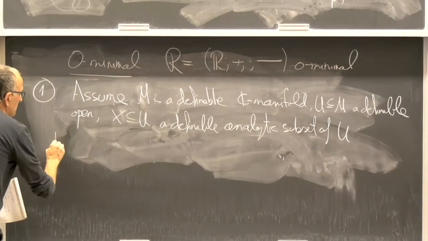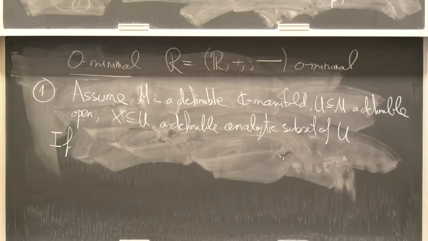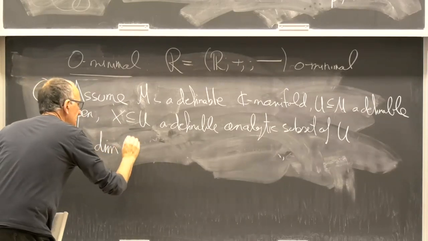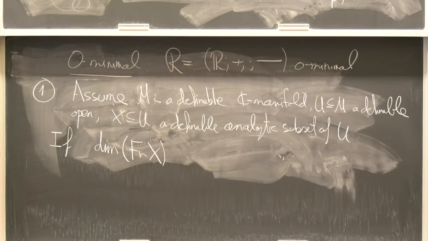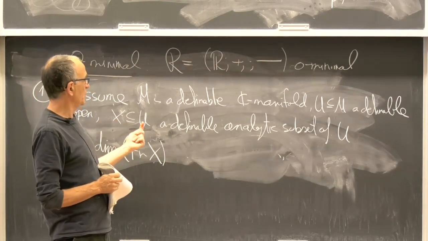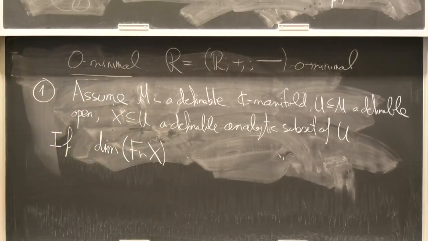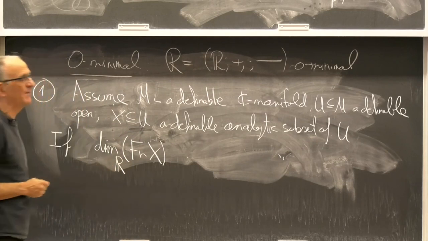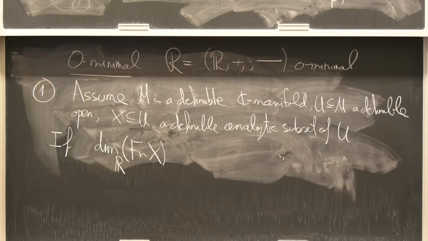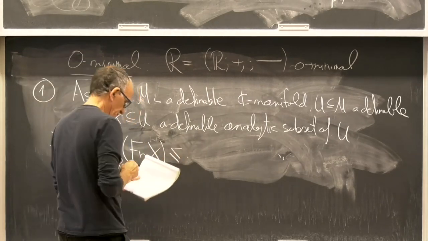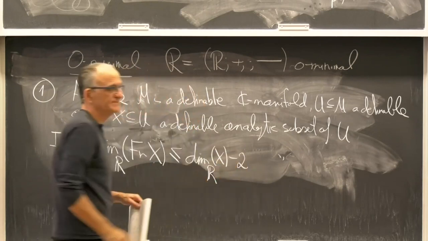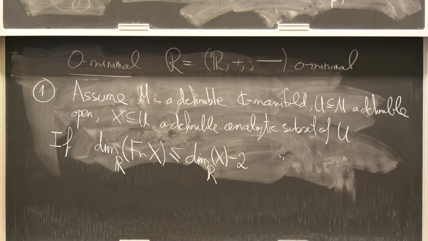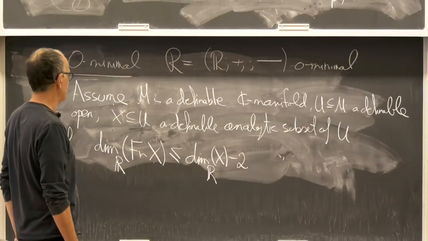And now, the theorem: if the dimension of the frontier of X, so I remind you, the frontier is the closure minus the set. So in particular, this all lives in the complement of X in U, because X inside U is closed. If the real dimension, so at this point we know nothing about the frontier except it is an o-minimal object, is less than or equal to the dimension of X minus 2, but this is not enough. And the same is true locally in every neighborhood, in every open set inside. So I should probably have written it.